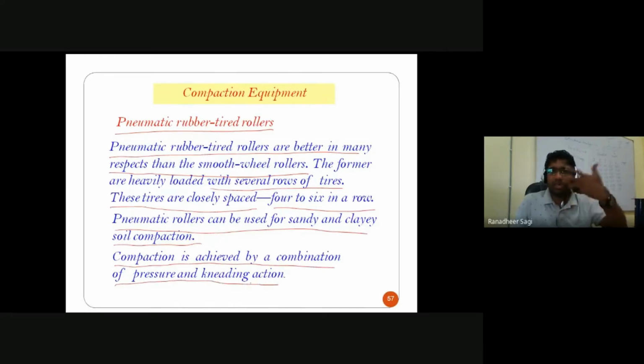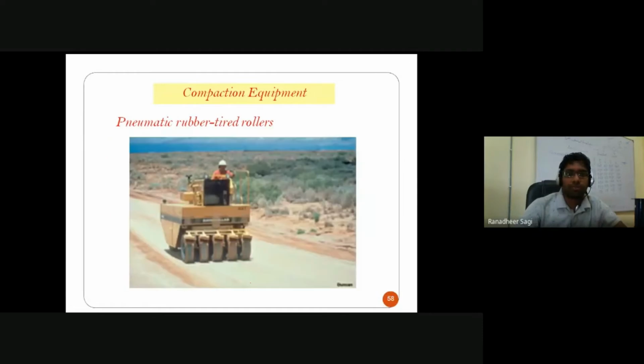When you look at your rubber tire, it will have projections, in the sense the grip of the rubber tire. That causes what is called a kneading action, and when the rolling subsequently happens, the rubber tire also transfers pressure and pushes your particles to deeper surfaces, so that you achieve a better compaction when compared to smooth wheel rollers. So this is how a pneumatic rubber tired roller typically looks.